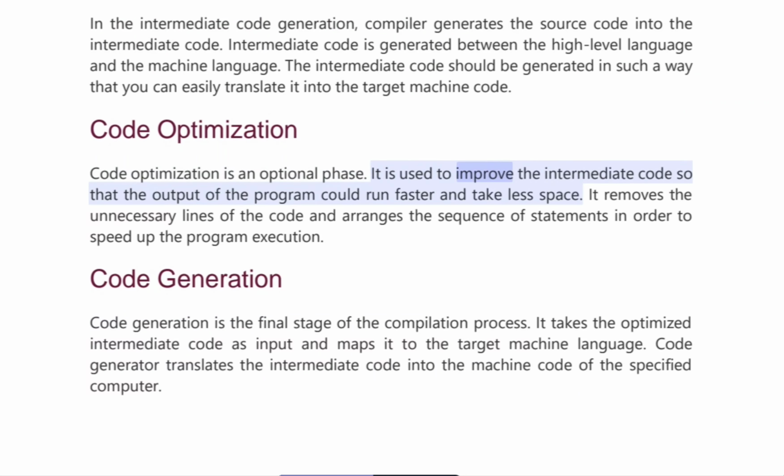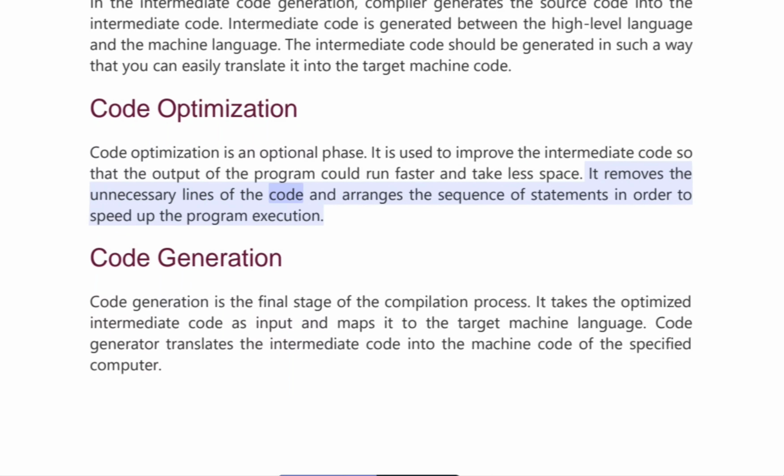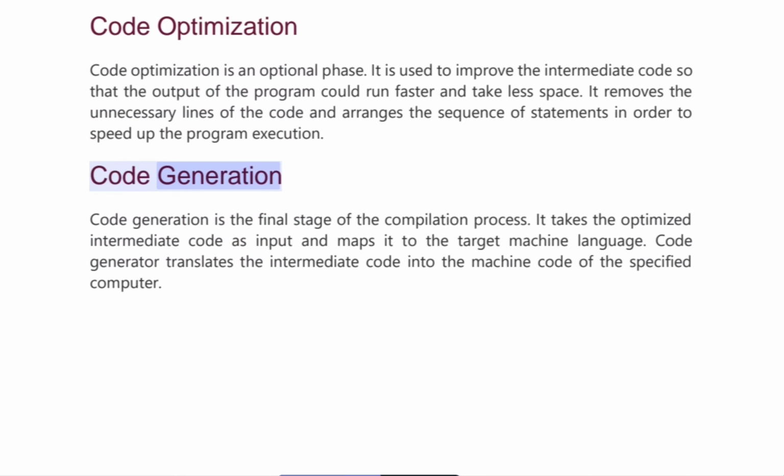Code optimization. Code optimization is an optional phase. It is used to improve the intermediate code so that the output of the program could run faster and take less space. It removes the unnecessary lines of the code and arranges the sequence of statements in order to speed up the program execution.